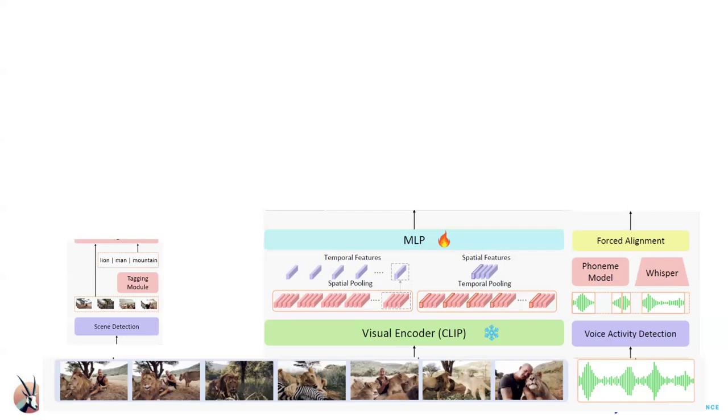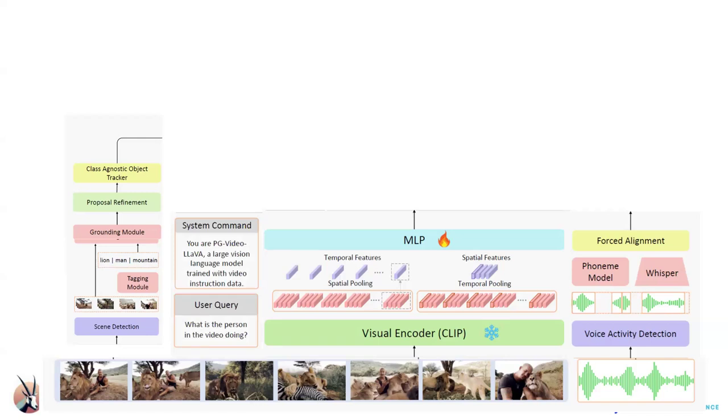And then we have scene detection: given a video, what are the different scenes happening, and then a tagging module. There is also some kind of tracker in this. Now the system works very similarly. You have a user query, what's the person in the video doing? And the system says you are ChatGPT LLaVA, a large language model trained with video instruction data. And then the response will leverage the information from all of these things.